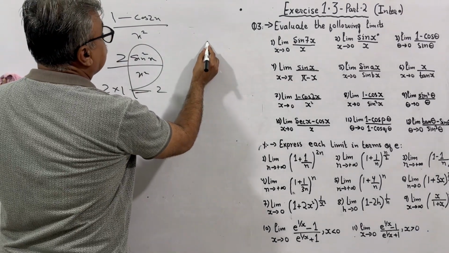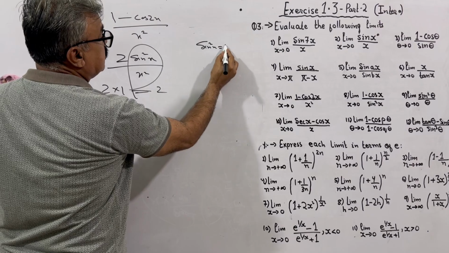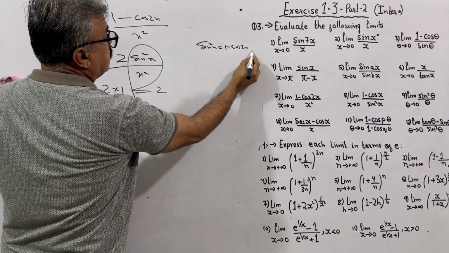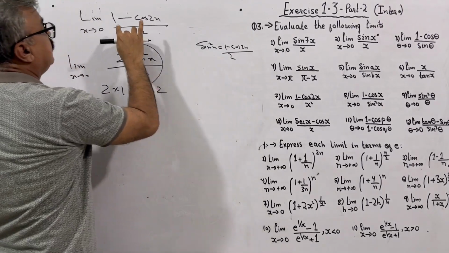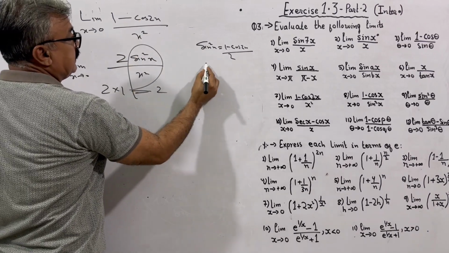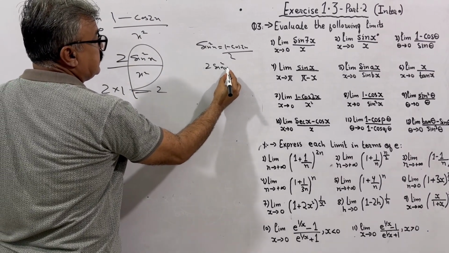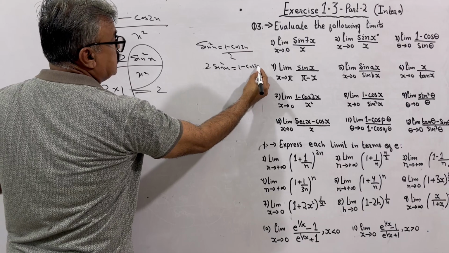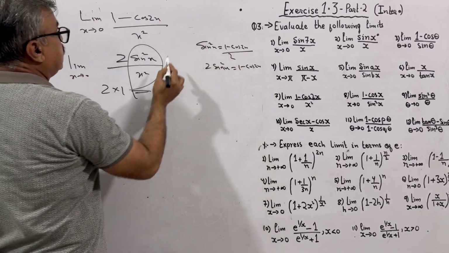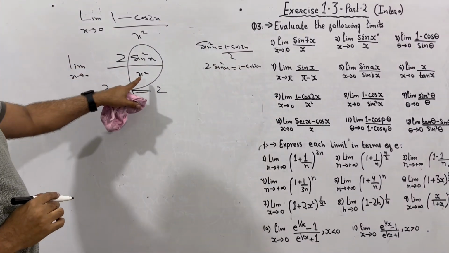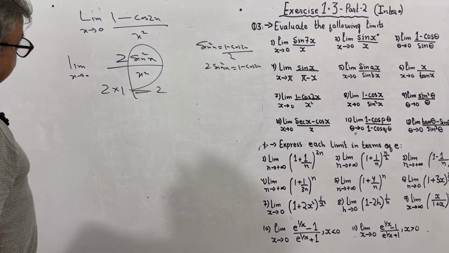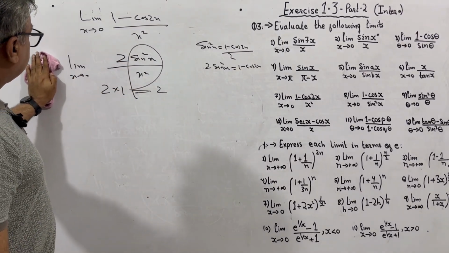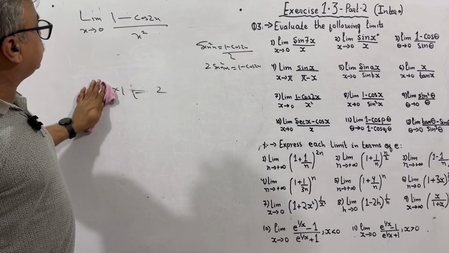I have utilized this fact: sine square x is equal to 1 minus cos 2x over 2. I need the value of only 1 minus cos 2x, so I have taken the 2 here. So 2 sine square x is equal to 1 minus cos 2x. Instead of 1 minus cos 2x, I have written sine square, with x square already there. It's our identity, or one can adopt the strategy of rationalizing.